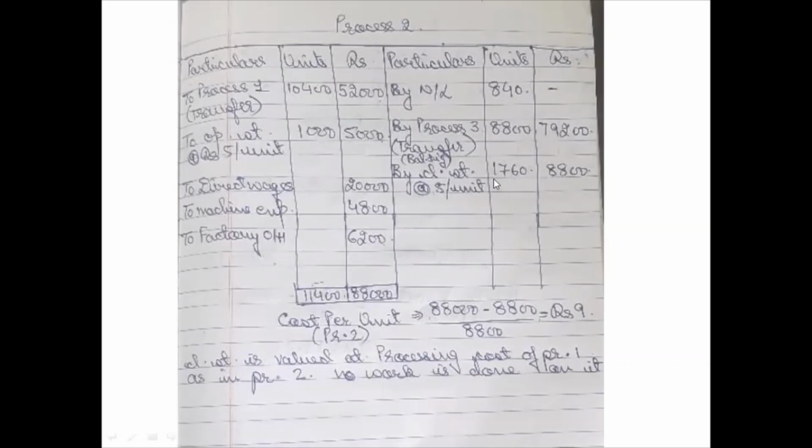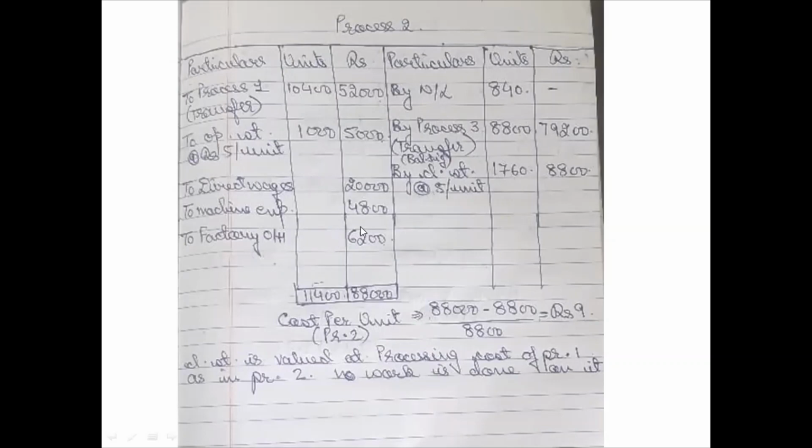So we will deduct both these values from the total of 11,400, and what output we are going to receive is 8,800. That means in the process 2, how many units are processed? 8,800 units. While the rest of them are being formed by normal loss and closing stock. So these 8,800 units are going to be valued. Now how much is going to be the value?